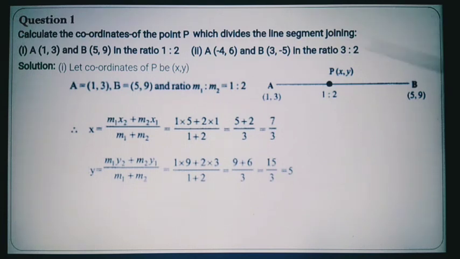Now I found the value of x, I found the value of y. So therefore the coordinates of P are x, that is 7 by 3, y, that is 5. So this gives you the coordinate of P for question number 1. Similarly, you will try question number 2 by yourself. Pause the video to note down.